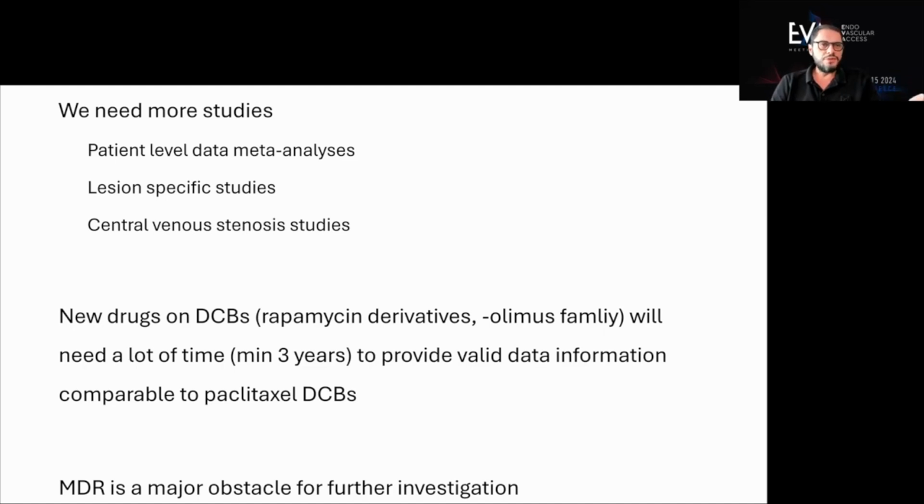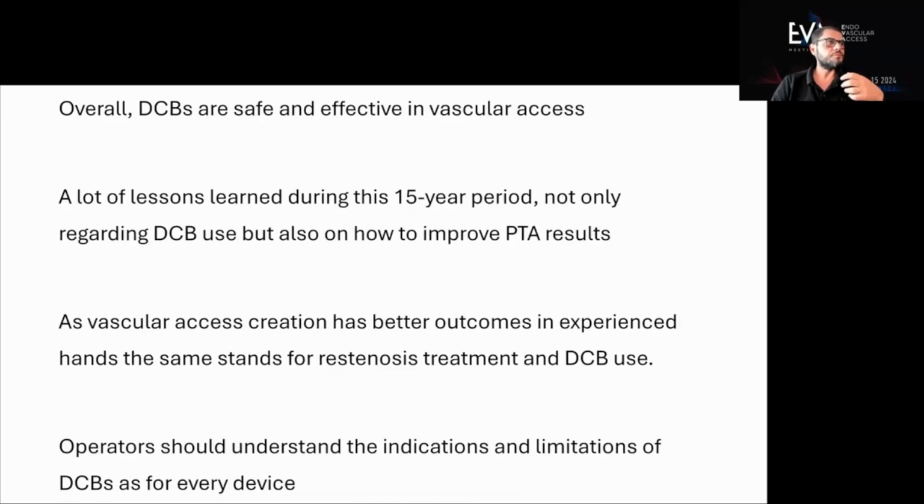The new drugs on drug-coated balloons, which are rapamycin derivatives, the Olimus family, will need a lot of time, a minimum of 3 or even more years, to provide valid data comparable to the paclitaxel drug-coated balloons. And the new medical device regulation in Europe is a major obstacle for further investigation.